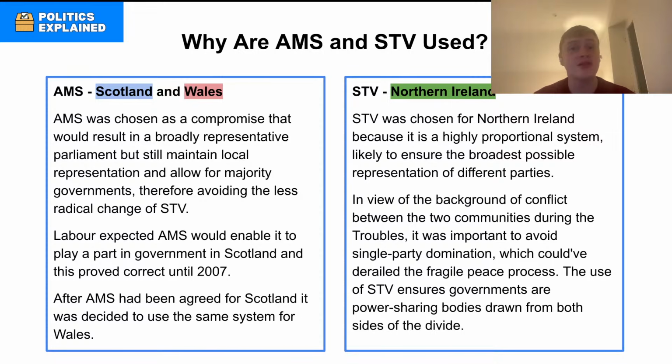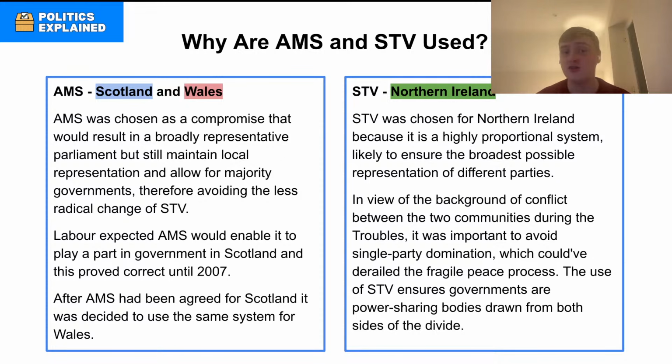And effectively, there'd been 30 years of the troubles, of conflict between two communities in Northern Ireland, and it was therefore pivotal to avoid single party domination by Sinn Féin or by the DUP, for example, which could have really derailed the fragile peace process. And therefore, they decided to use STV to take into account everyone's political preferences and create a parliament and a government in which one party couldn't dominate effectively.